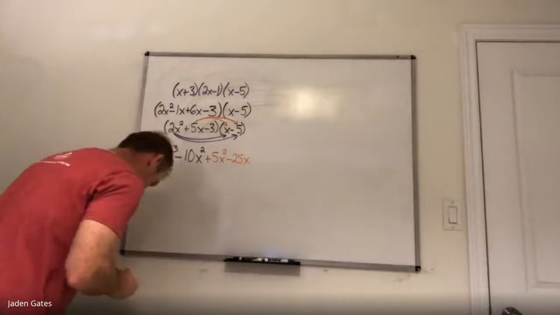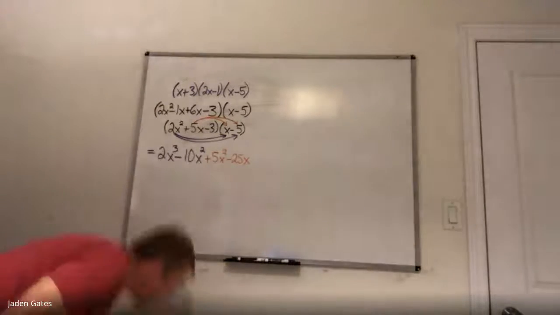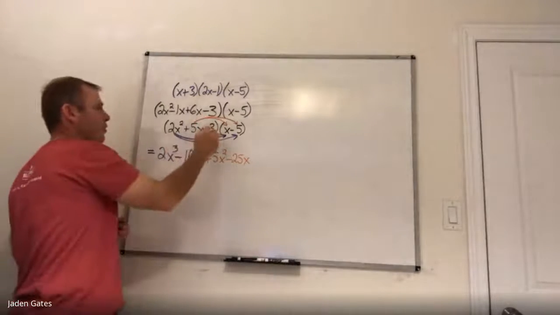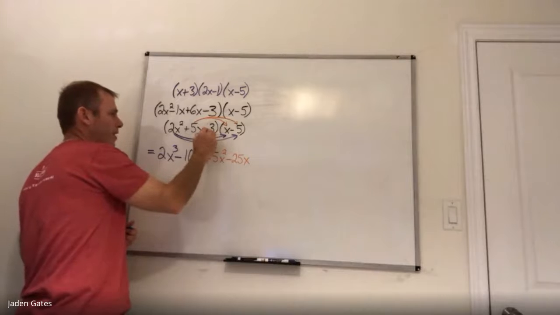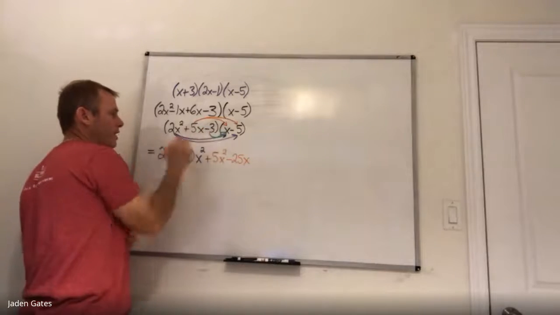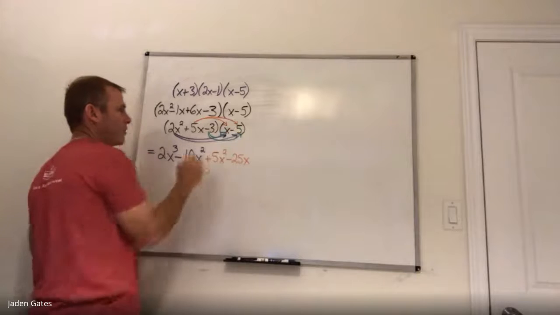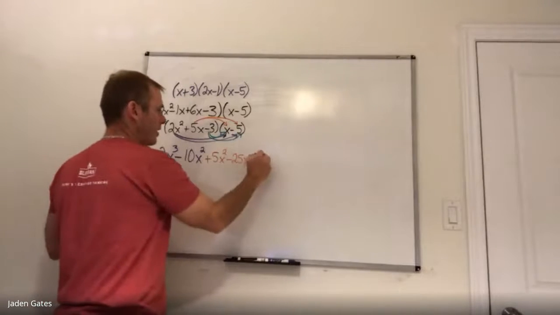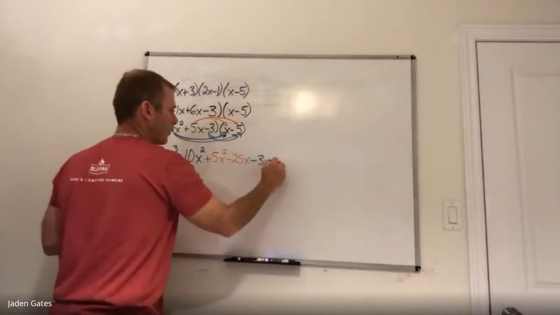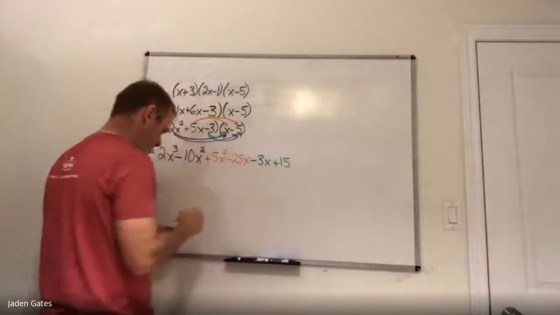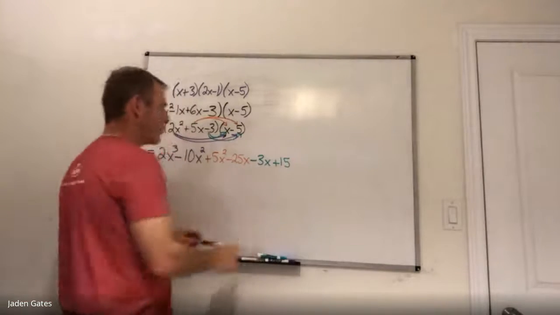All right. Now, the last term, the minus 3, I'm going to do the same thing. I'm running out of room here to do my colors. I can take the minus 3 times the x and the minus 3 times the minus 5. And so I get minus 3x plus 15. Negative times a negative there. All right. So that is the hard part.